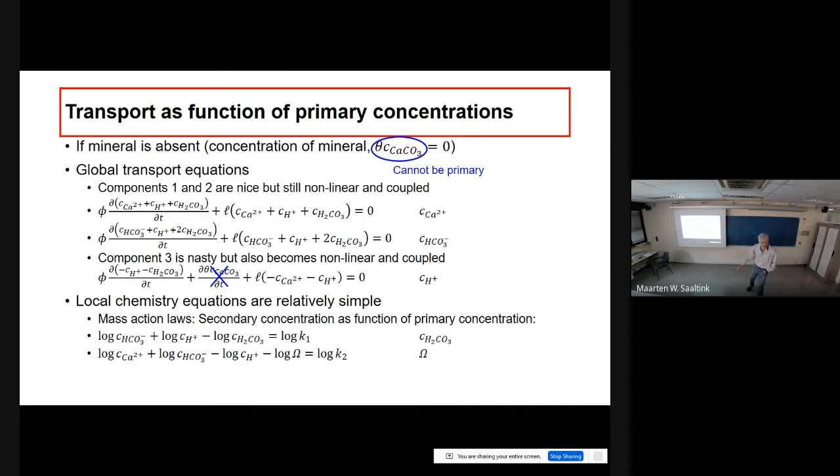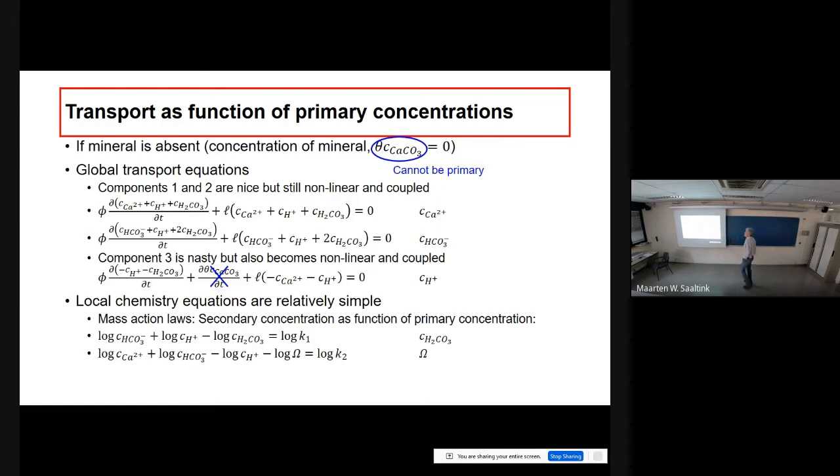Then I have my mass action laws, for the 2 reactions. The first one was with bicarbonate, H plus, H2CO3. The other one was with calcite dissolution. And I have this omega, which is the saturation index, or actually the activity of the mineral. So these are the equations that I have to solve. And I just associated a variable to each equation.